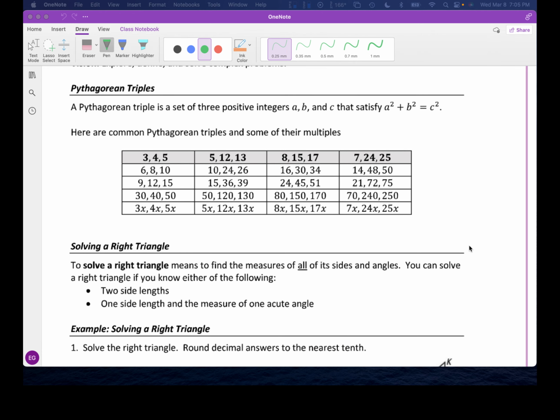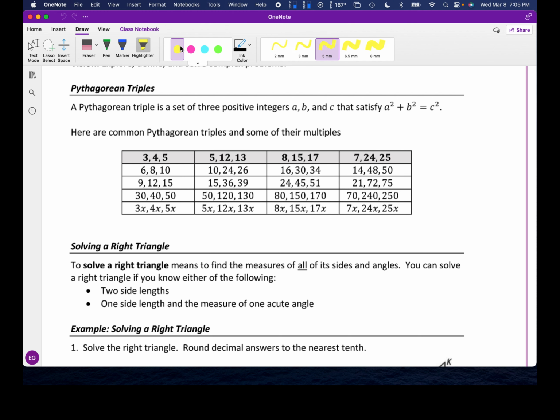So basically, each page has one overarching topic that you should have learned in geometry last year. Emphasis on should. The first we have is Pythagorean triples. These are just common ratios that work with the Pythagorean theorem.